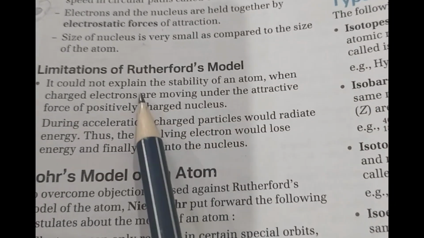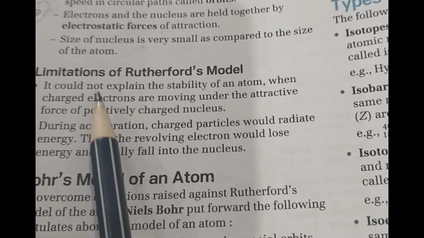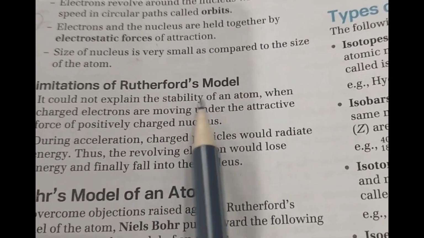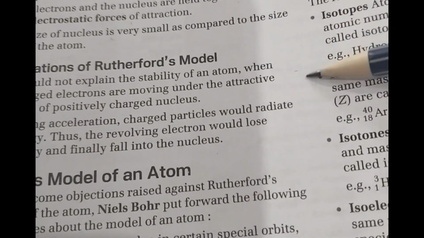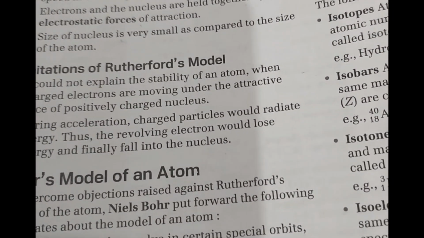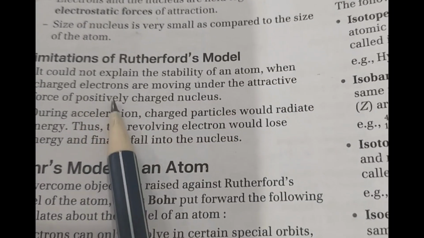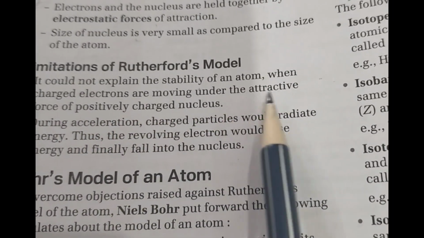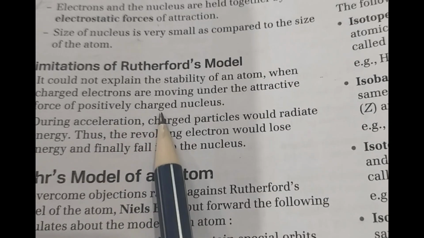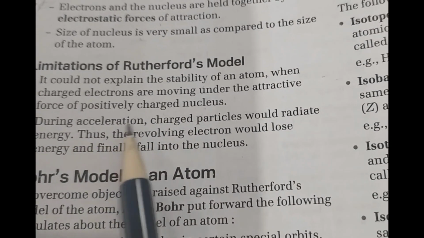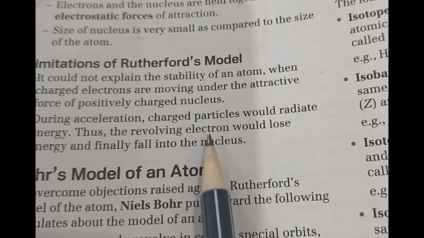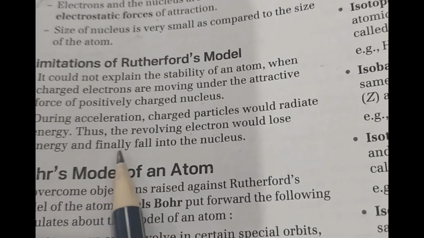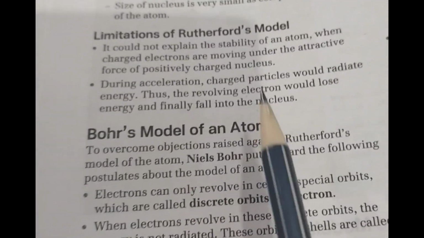Now comes the limitations of Rutherford's model. It could not explain stability. This model also had a limitation that it could not explain the stability of the atom. The same limitation was there in the Thomson model too. When charged electrons are moving under the attractive forces of the positively charged nucleus, during acceleration, charged particles would radiate energy. Thus, the revolving electrons would lose energy and finally fall into the nucleus.